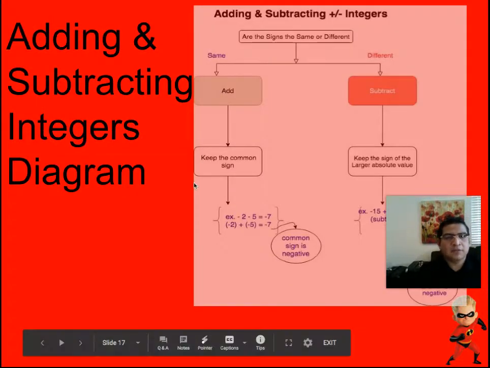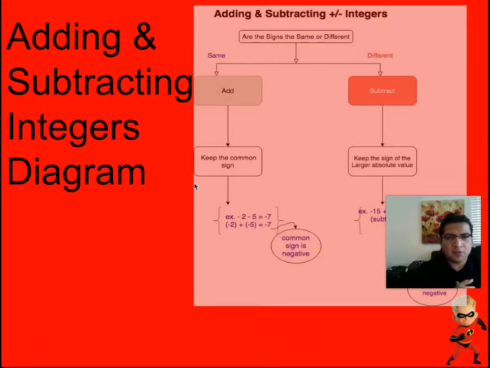I have developed a little properties here for you guys to know: the adding and subtracting integers diagram. I created a diagram to help you understand. When you're adding and subtracting integers, whenever you have the same sign, you're going to add. If the signs are different, think of subtraction. So if they're the same, you add. If they're different, you subtract.